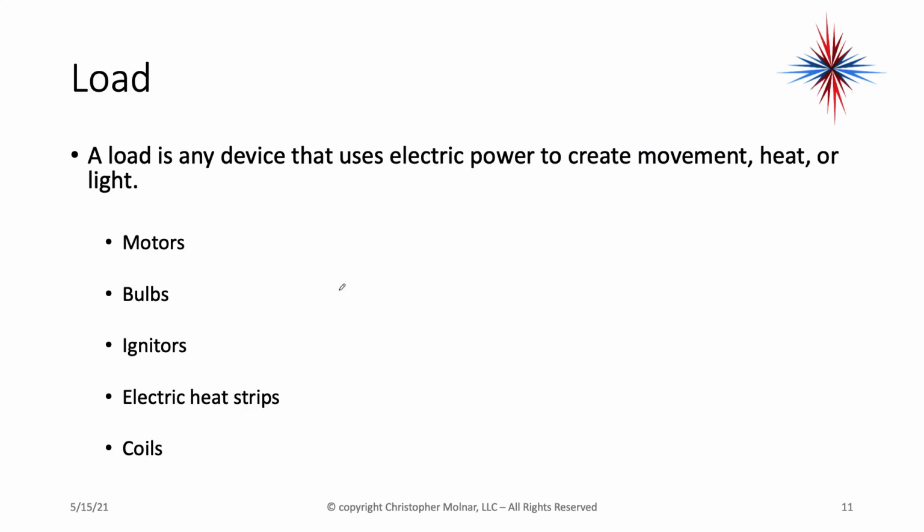A load is any device that uses electrical power to create movement, heat, or light. Motors are loads. They take electric power, create movement. Light bulbs are loads. They take electrical power, create heat, which in turn creates light. Igniters are loads. We could use electric power from a battery in your grill to ignite the gas. Electric heat strips are loads. I'm taking electric power and I'm creating heat. Coils are loads. I'm taking electric power and creating a magnetic field.